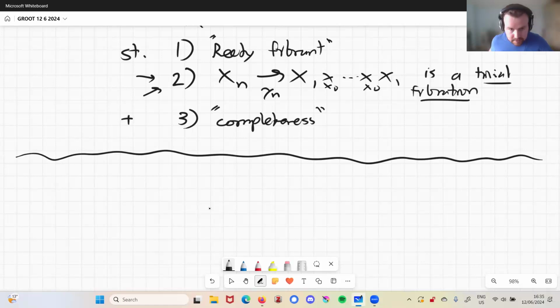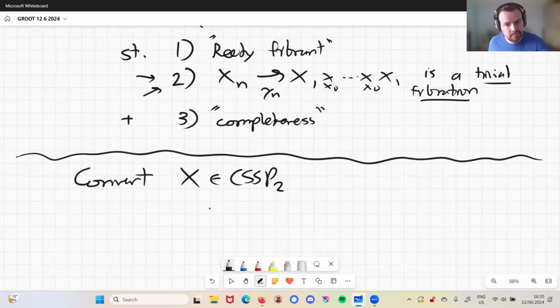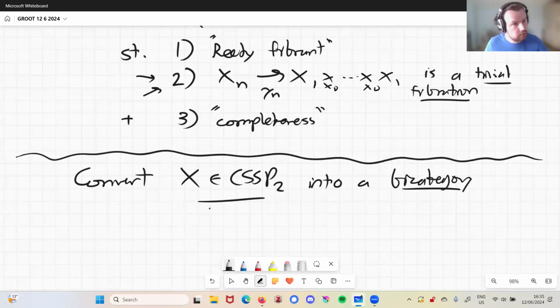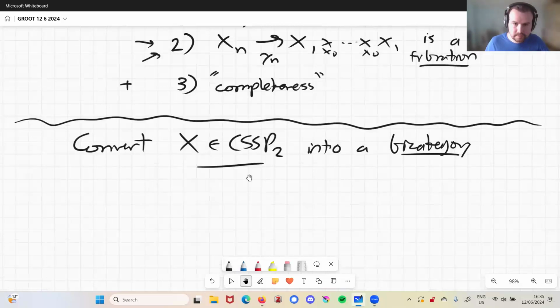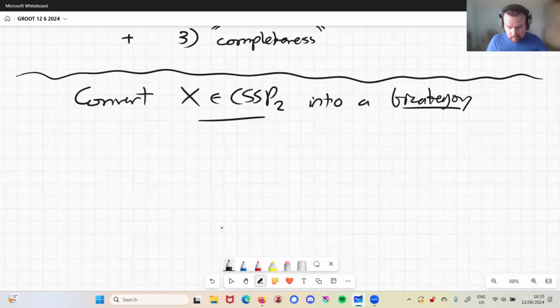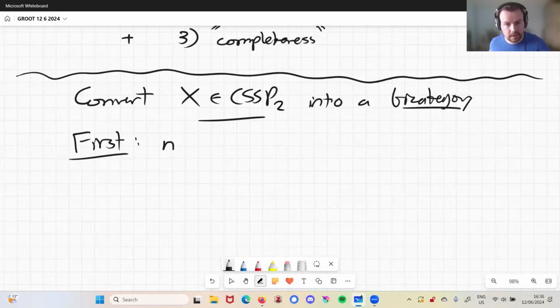So the idea today is that we're going to convert a complete two-fold Segal space into a bicategory. That's our goal today. Okay. So what I want to do in order to do this is I'm going to show how to do this in a simpler case, for a complete one-fold Segal space into a category. I'm going to present it in a way that I can generalize, and then I'm going to generalize it. That's the idea. So the first thing we're going to do is the n equals 1 case.